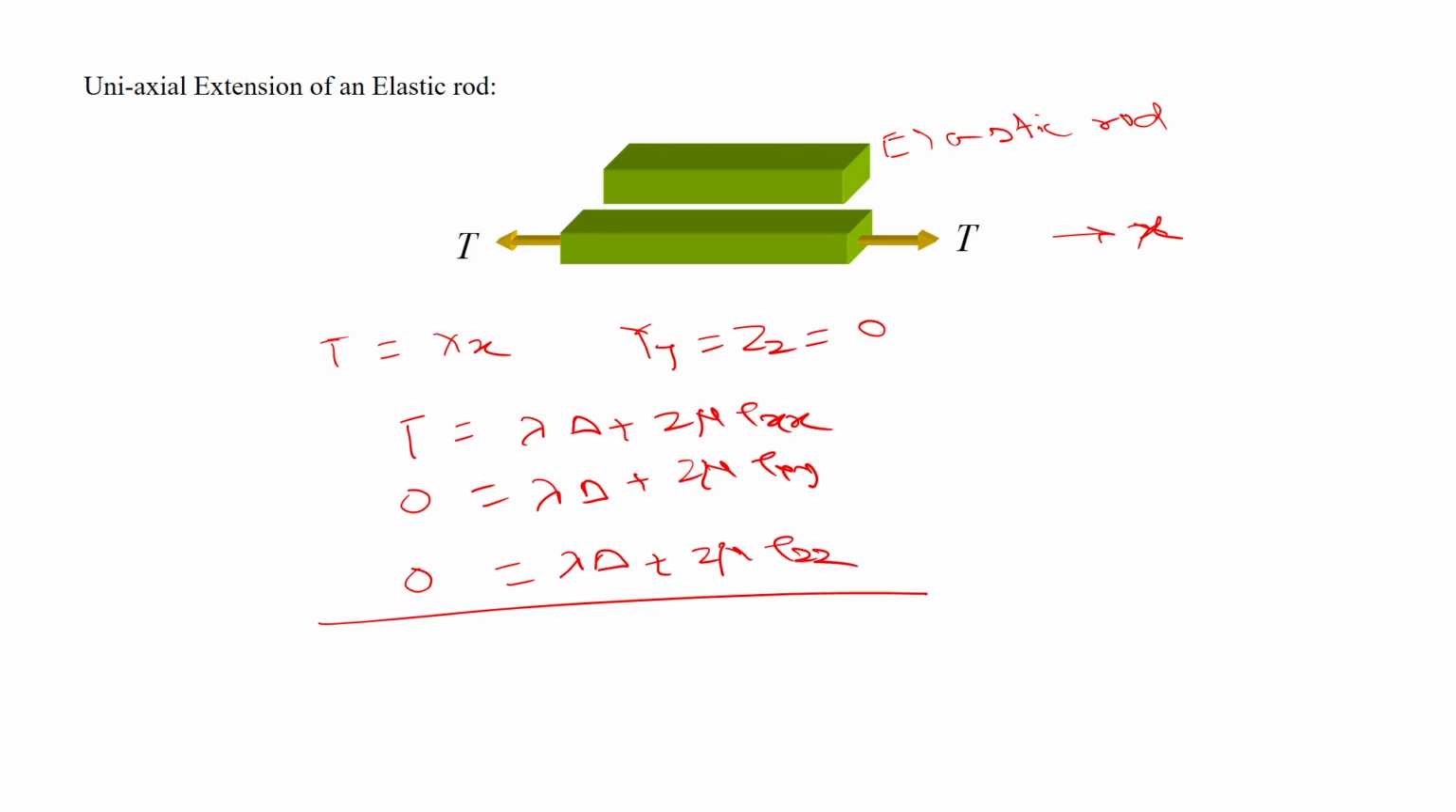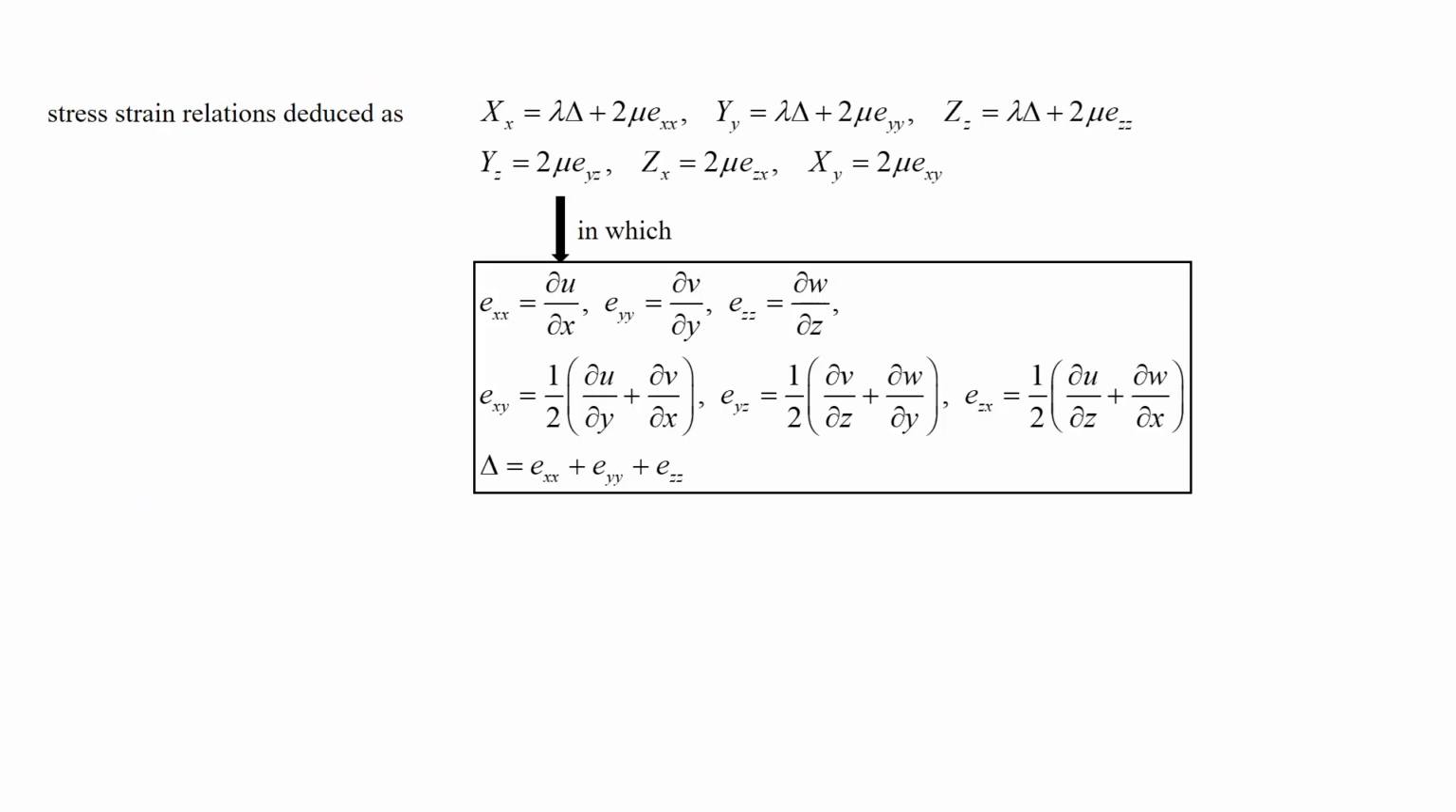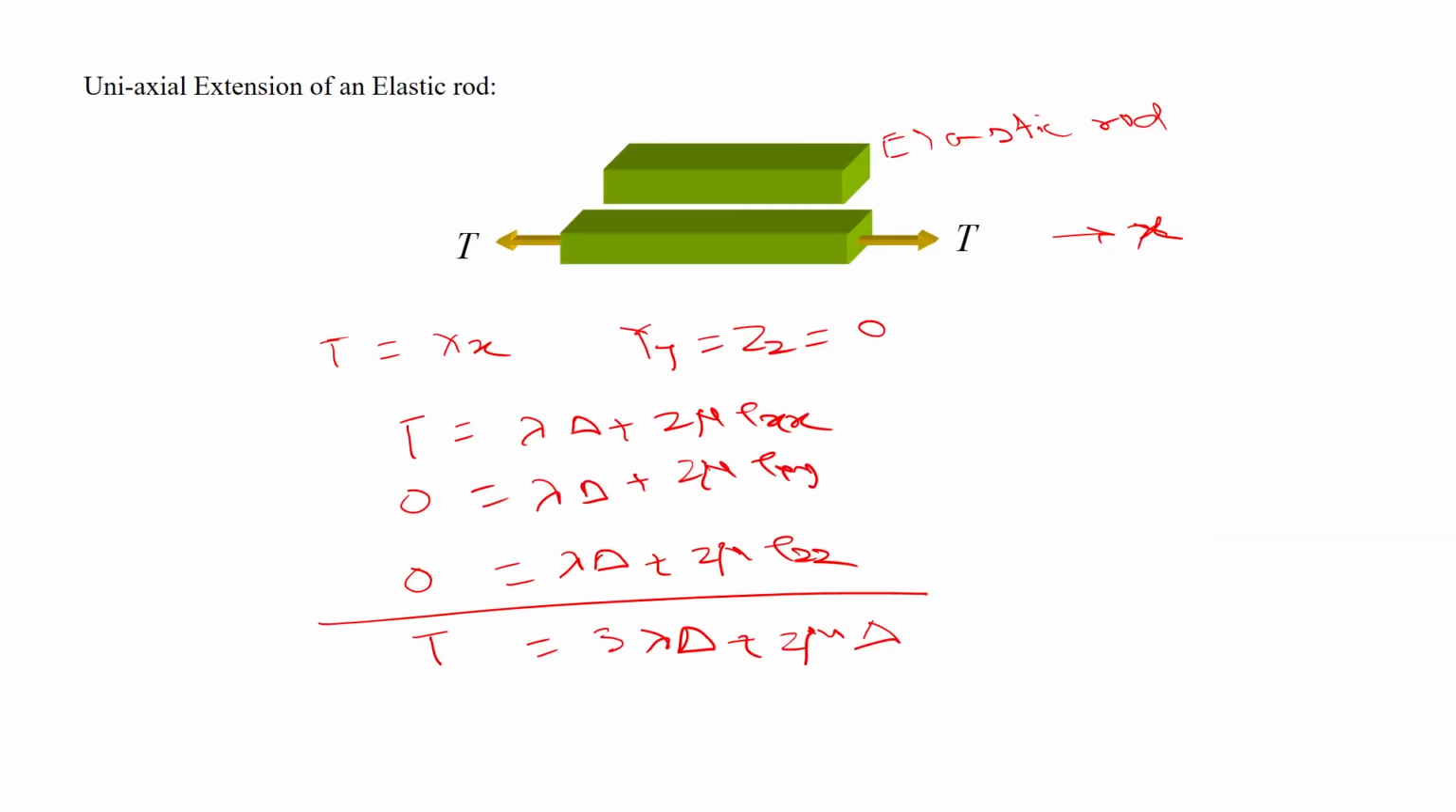Now, let us say we add up all these 3 equations. So, what we will get is T equal to 3 lambda into delta plus 2 mu, and here we get Exx plus Eyy plus Ezz, and I have shown it already that that is equal to delta. So, the summation of these 3 terms is equal to delta. Therefore, this delta that we will get as T over 3 lambda plus 2 mu.